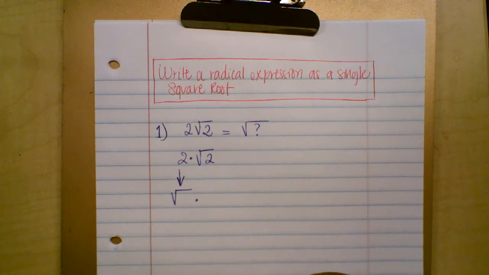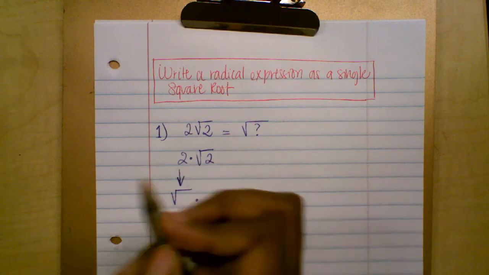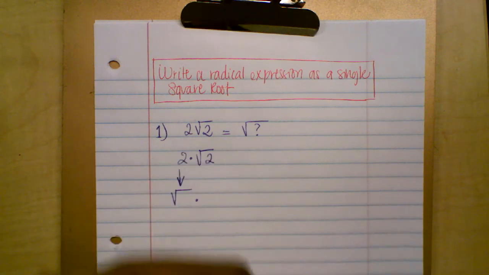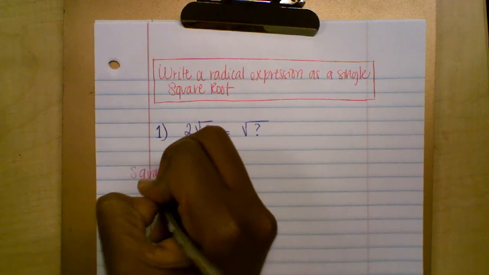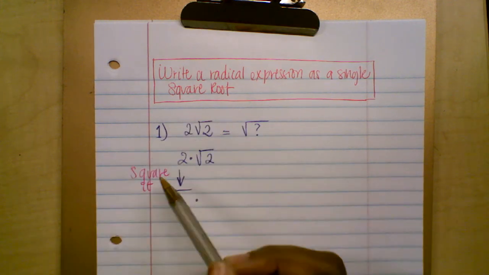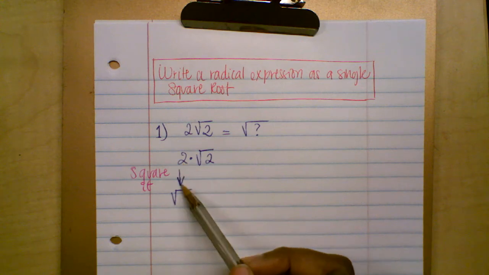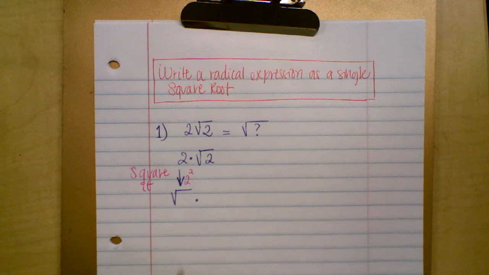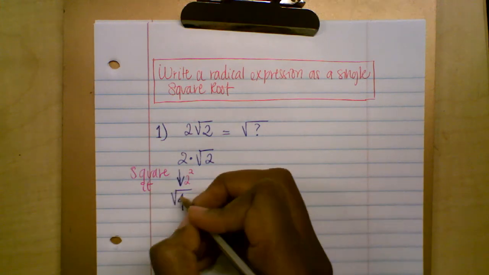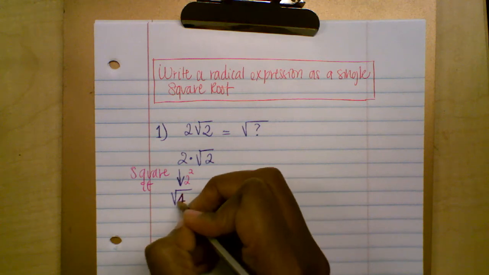In case we are not sure, I will say take the number and square it. You take the number, the 2, and square it. So what is 2 squared? 2 squared is 4. So you want to write 4 inside as a radicand.